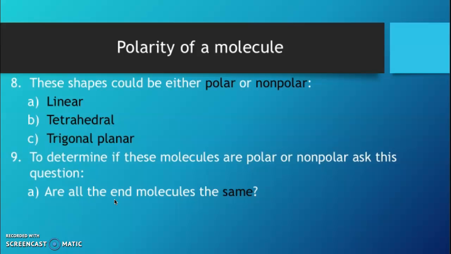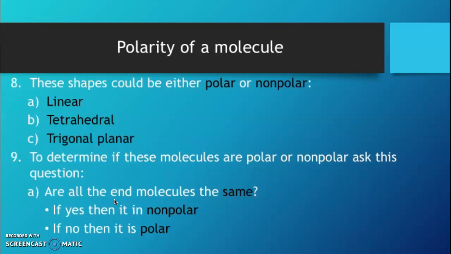If all the outside molecules are the same, not the center one, but the ones on the outside, then it's considered nonpolar. It would make a symmetrical molecule, and a symmetrical molecule would be nonpolar. If all the end or outside atoms are not the same, then it would create a polar compound, because they're not all the same.